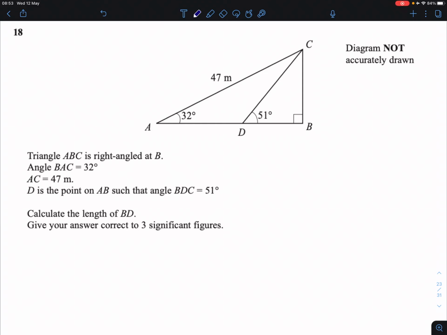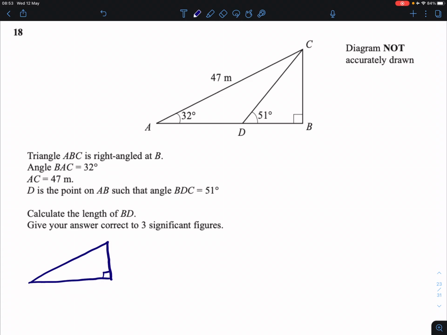Question 18, we have three triangles there. Some angles given, some lengths given. Whenever you've got a question that's kind of busy like this with lots going on, my advice is to draw the separate shapes. So there are three triangles here.